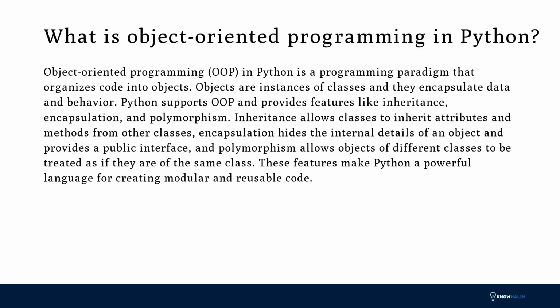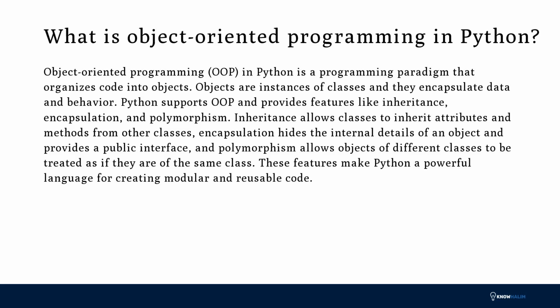What is object-oriented programming in Python? Object-oriented programming, OOP, in Python is a programming paradigm that organizes code into objects. Objects are instances of classes and they encapsulate data and behavior. Python supports OOP and provides features like inheritance, encapsulation, and polymorphism.